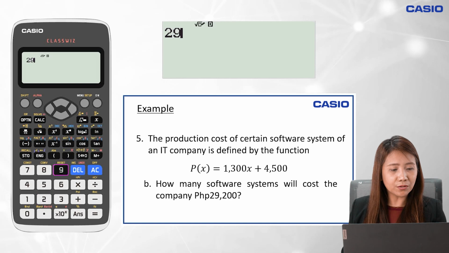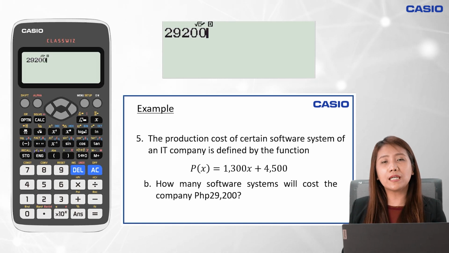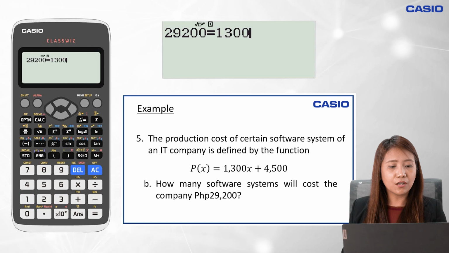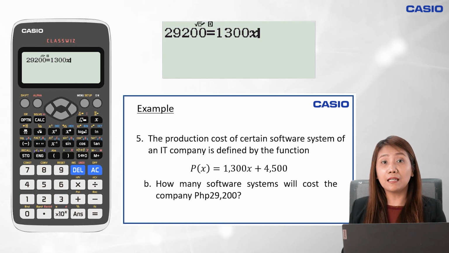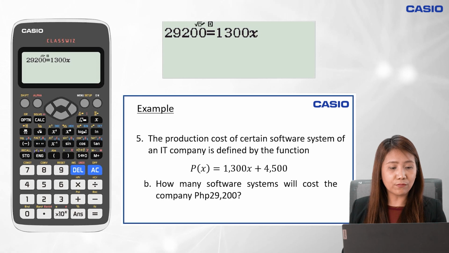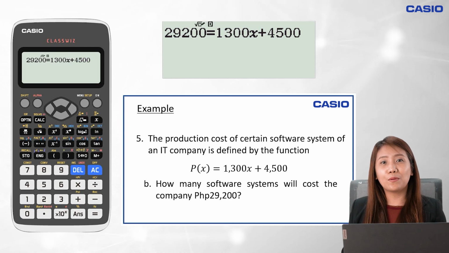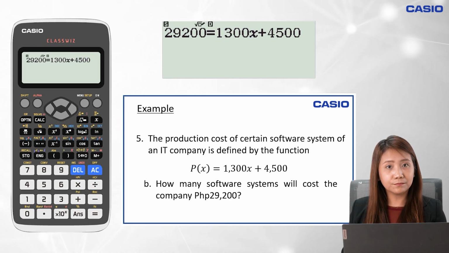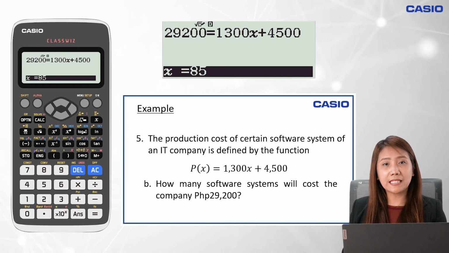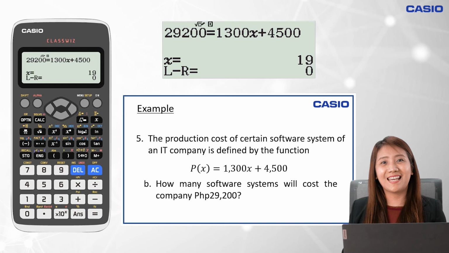Input 29,200. To show the equal sign, we press alpha calc. We input 1,300 followed by X and input plus sign followed by 4,500. We press Shift Calc and press equal sign. And the answer is 19. So there are 19 software systems.